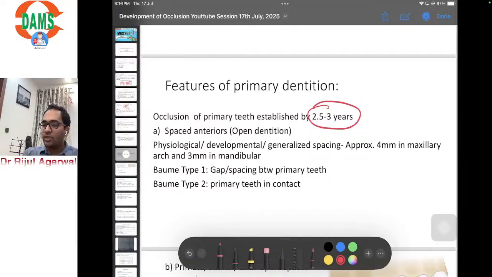So beginning with the features of primary dentition, there is spacing between the teeth, that is open dentition. This spacing is also known as physiological or generalized spacing, and is approximately 4 mm in maxillary arch and 3 mm in mandibular arch.